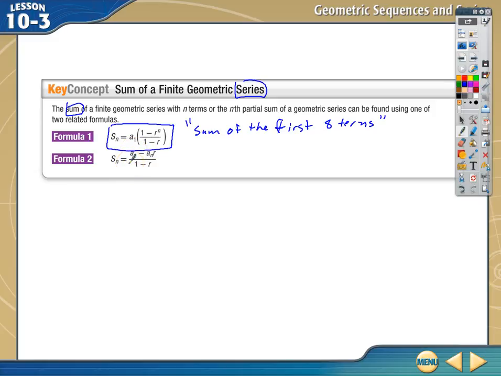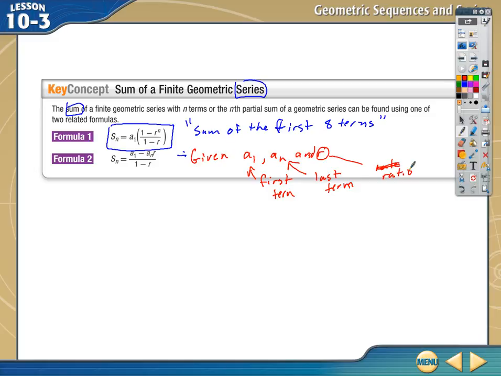Now the second one is asking for more specific information. They won't say how many terms there are. They will just give you, in this one here, let's change colors because I like colors, a sub 1, a sub n, and r, and ask you to find the sum of the terms. They'll give you the first term, the last term, and the ratio. They might say first term instead of a sub 1, last term instead of a sub n, and instead of r, they might say ratio. That's when you'll use formula 2.